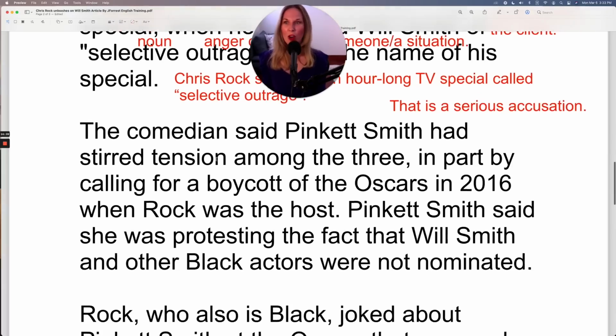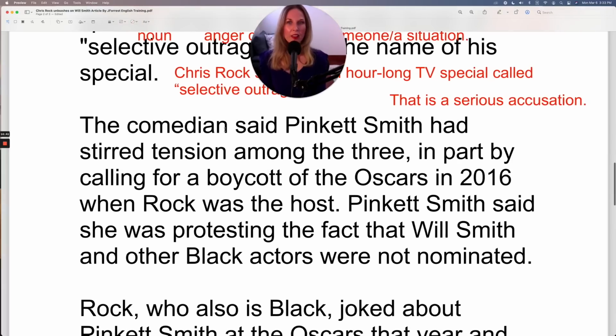Let's continue on. The comedian, that's Chris Rock. The comedian, I'll write that for you just so you remember. This is Chris Rock. The comedian said Pinkett Smith, who's Will Smith's wife, had stirred tension.